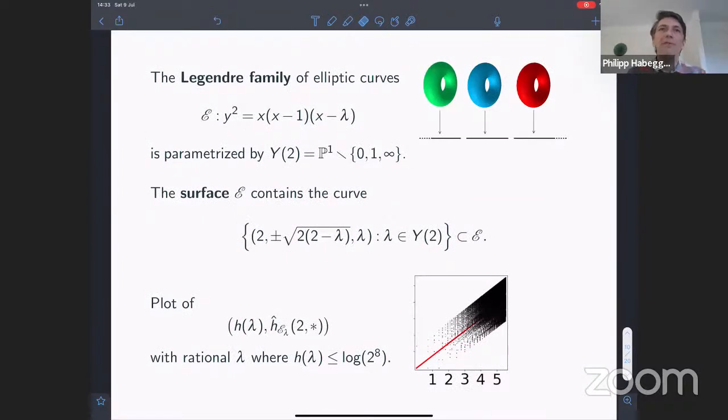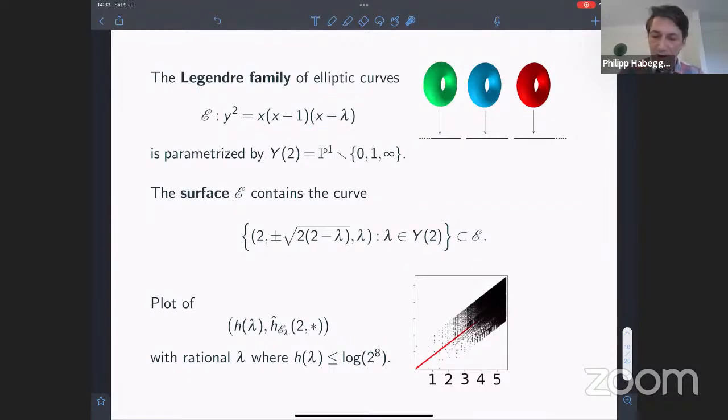So I already spoke about families of curves, and in fact, elliptic curves also arise in families. A classical example is the Legendre family of elliptic curves, which is parametrized by this number lambda, which is allowed to take any value of the projective line except 0, 1, and infinity. Again, I'm excluding 0 and 1 to make sure that the right-hand side here is square free. And so this is what the picture could look like.